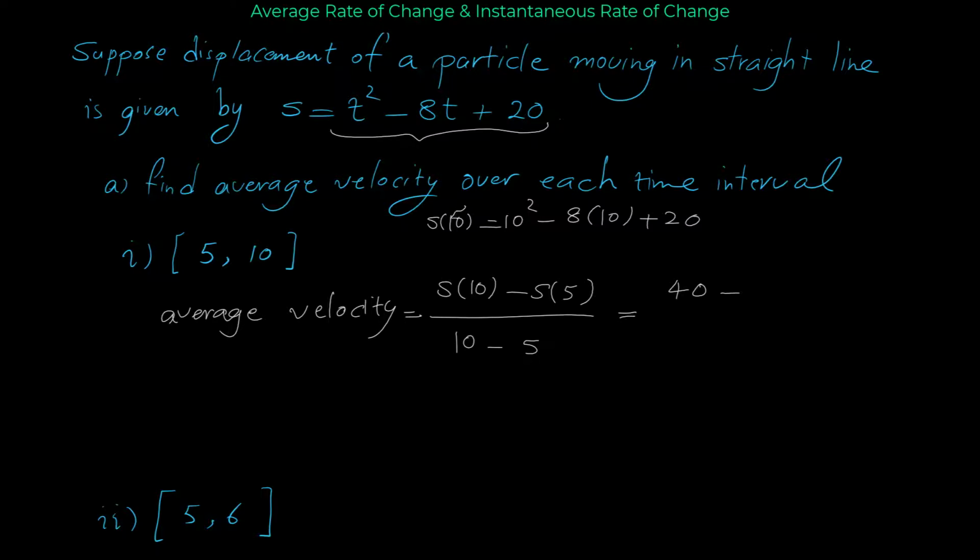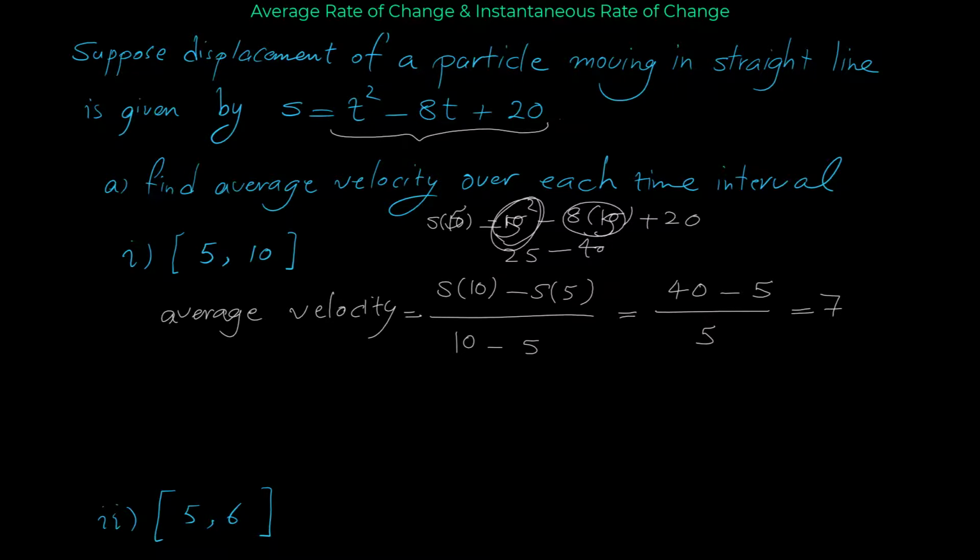Now we have to plug in 5 here, 5 here, and 5 here. 5 to the 2 is 25. 8 times 5 is 40. 25 minus 40 is negative 15. Negative 15 plus 20 is 5. So 40 minus 5 over 10 minus 5. 40 minus 5 is 35. 35 over 5 is 7.